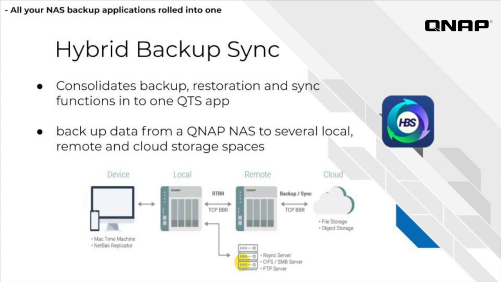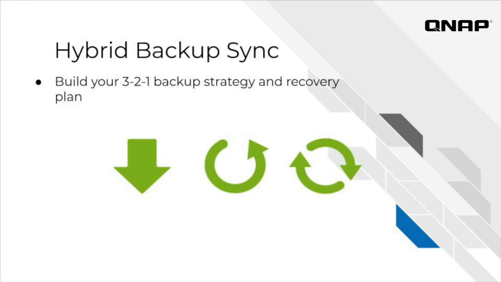So hybrid backup sync is a backup and sync application that is provided by QNAP. It is an all-in-one app for backup, restore, and sync jobs. You can set up backup and sync jobs to another NAS, rsync server, external drives, and also cloud, and even much more, like FTP server and Samba servers as well. With HBS3, you can easily achieve your 3-2-1 backup strategy, as it allows you to set up multiple jobs, and one of them could be on the cloud.